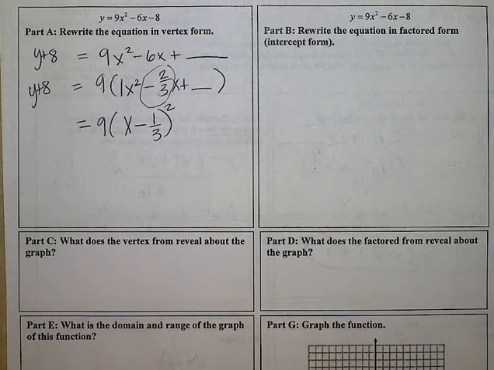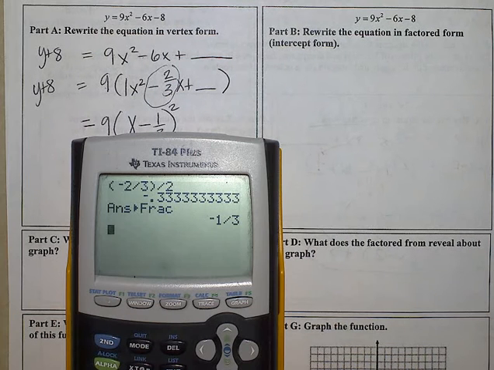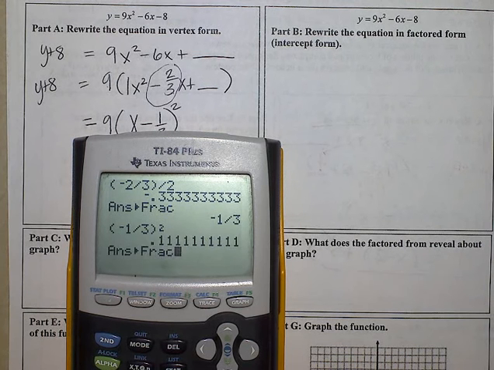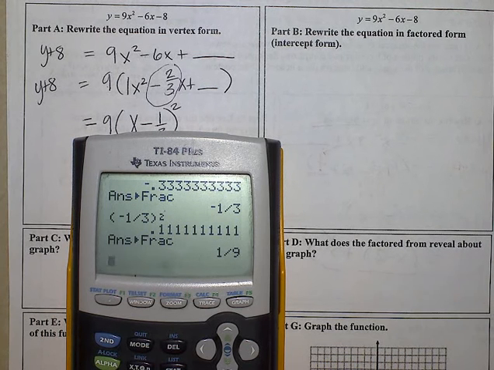Okay, now we need to take this value of negative 1/3, make sure it is in parentheses, and square it. So negative 1/3 squared ends up being positive 1/9. That's what we're going to add to the right-hand side.